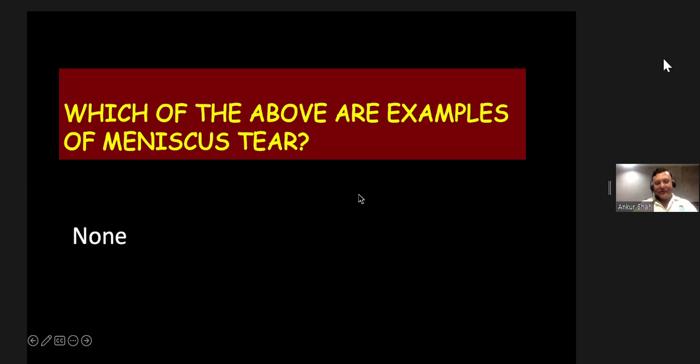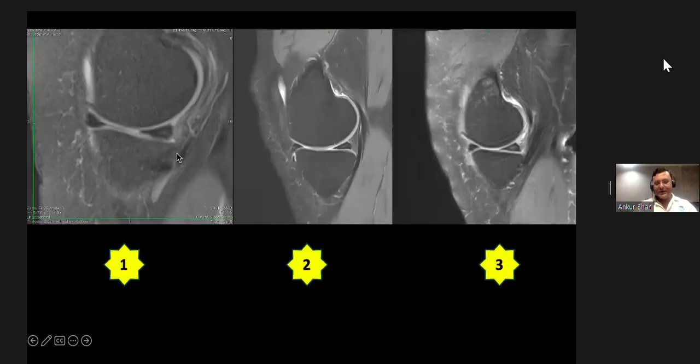But none of these examples are showing a meniscus tear. All of these are the normal meniscus. If you look here, this is just the normal meniscal vascularity. Same here in young individuals. So we'll see this subtle hyperintensity, which represents just the normal meniscal vascularity.